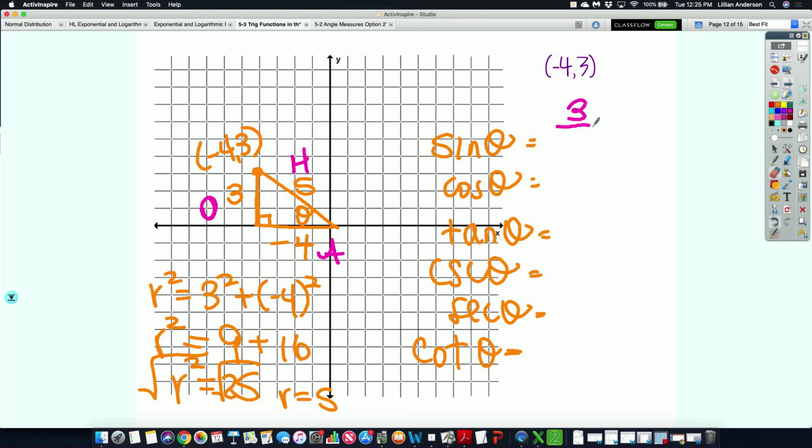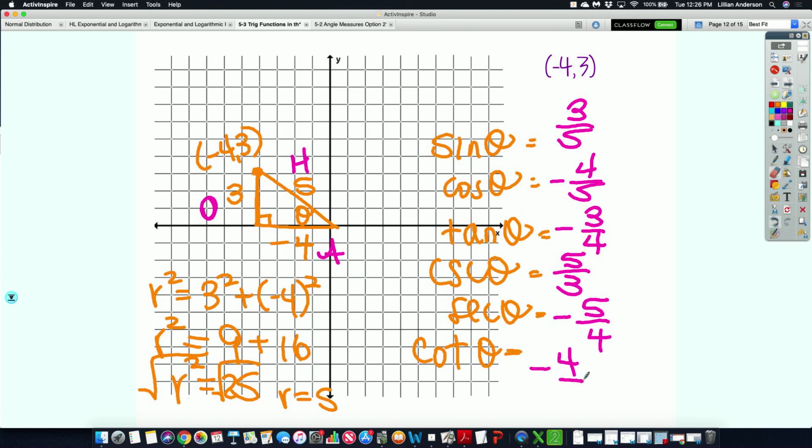Sine is going to be 3 over 5. Cosine is going to be negative 4 over 5. Tangent is going to be negative 3 over 4. Not a 3 over a negative 4, because a negative in any part of a fraction makes the entire thing negative. Cosecant is the reciprocal of sine, so what's the answer? Very good. Secant is the reciprocal of cosine, so that's going to be negative 5 over 4. And cotangent, negative 4 over 3. Very good. Questions on the ordered pairs?